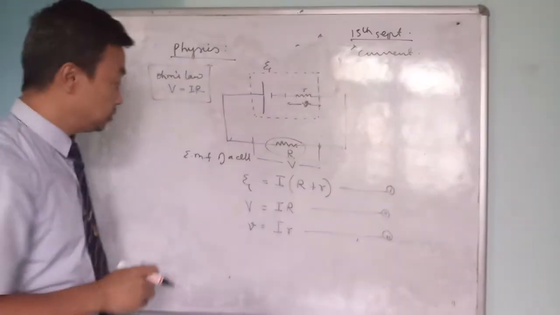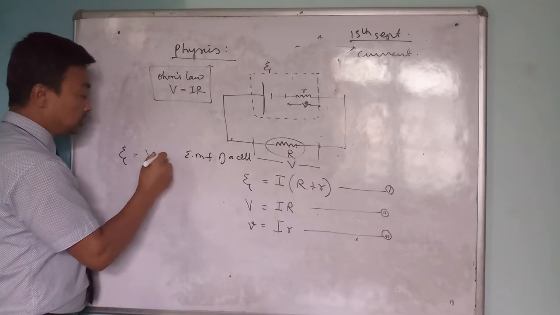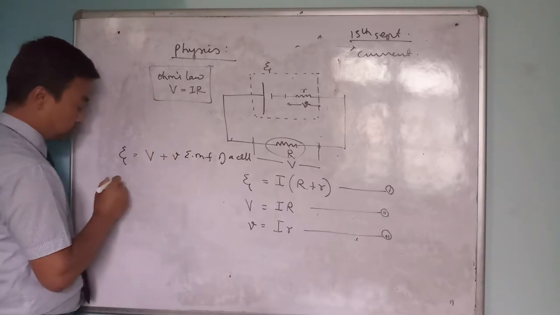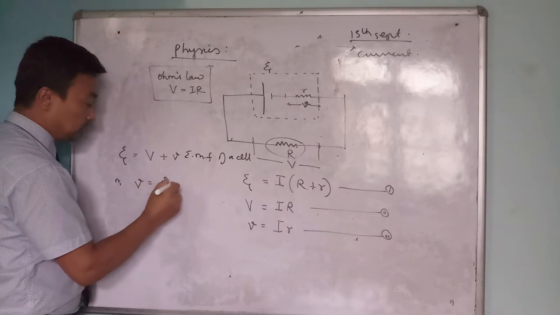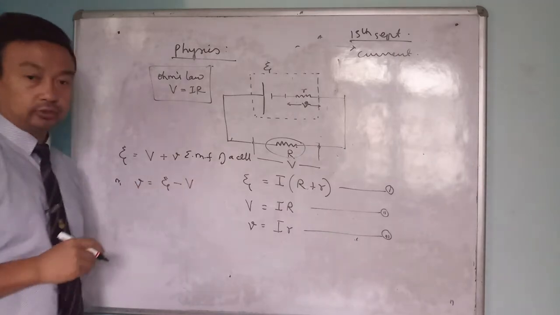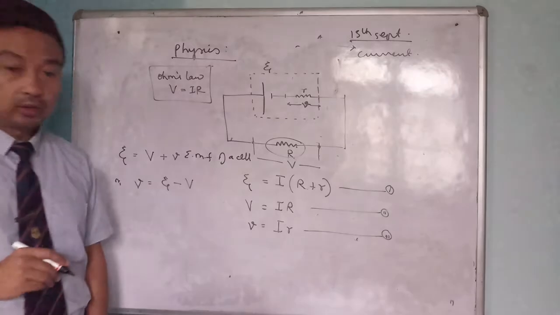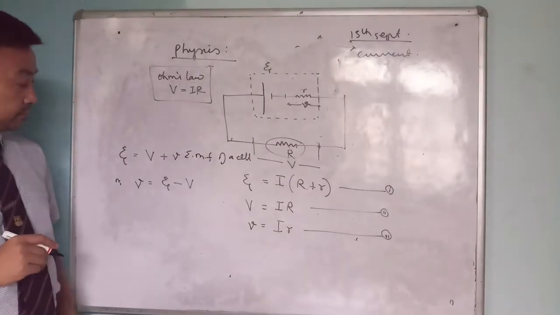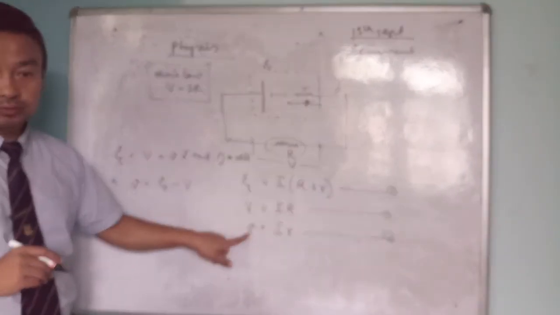Okay, and we also know that EMF is the terminal voltage plus the voltage drop, or from here the voltage drop will be EMF minus the terminal voltage. Okay, now you substitute this in the third equation.